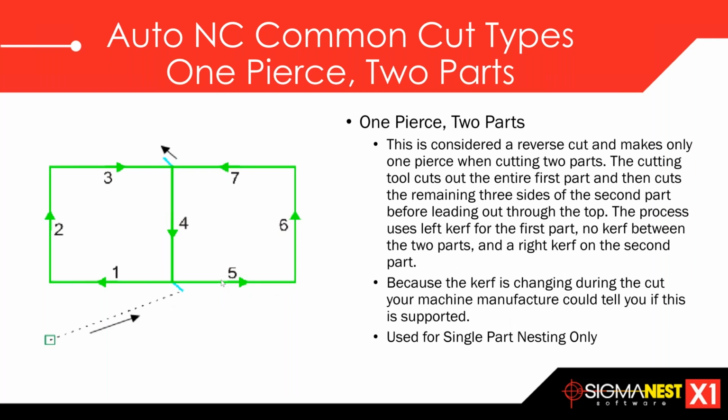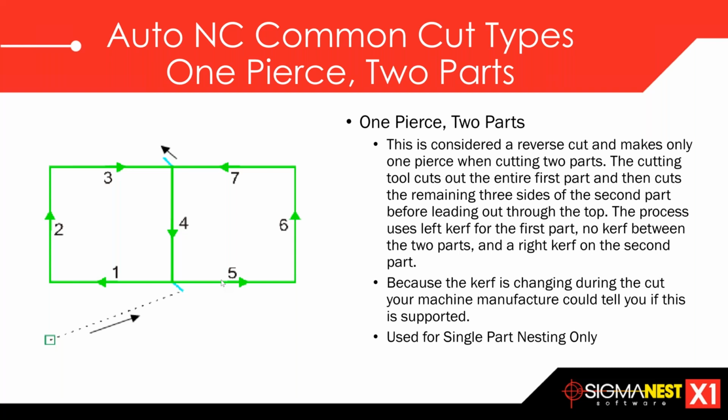Then we have 1 pierce 2 parts. What this does is it will go around the part through sides 1, 2, and 3, then split the center through 4, 5, 6, and 7 for the other part. Now, when it goes through 5, 6, and 7, it's actually changing cutter comp.